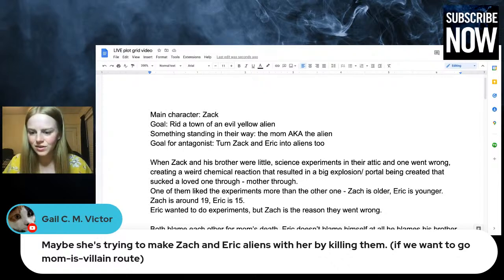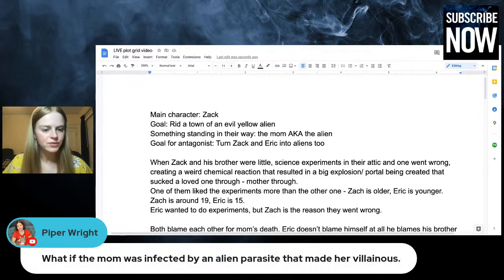Okay. So, Piper said, "What if the mom was infected by an alien parasite that made her villainous?" I think this is what we're going for, but I think that she becomes the alien parasite during the explosion. I don't know if any of you have seen Venom, like the kind of alien in the... I'm not the biggest comic person.